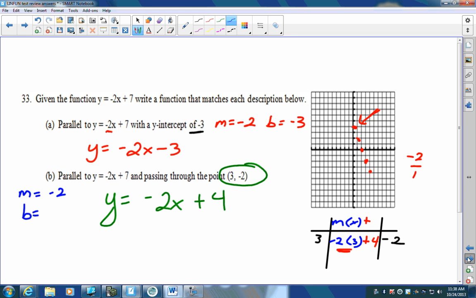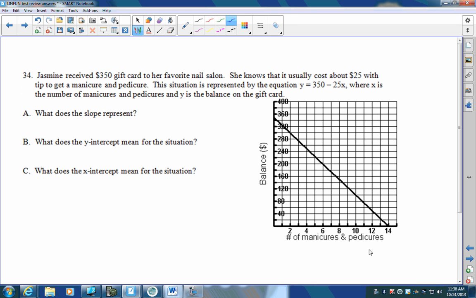Now this is the one I was jumping the gun on right here. All right, make sure on yours that it says number of manicures and pedicures down here at the bottom and the balance is on the side. That makes a difference.